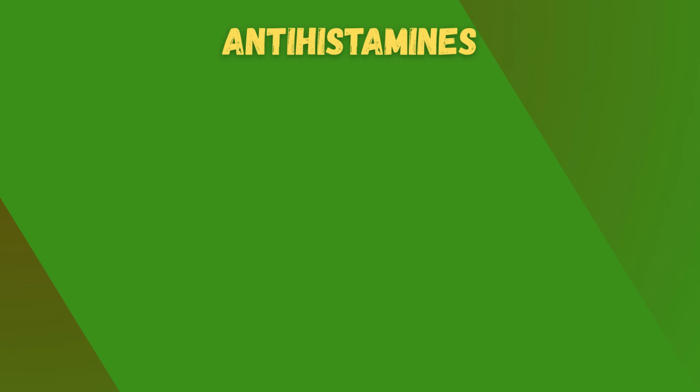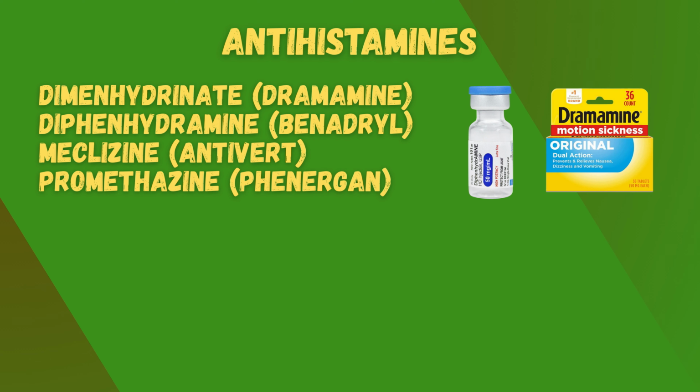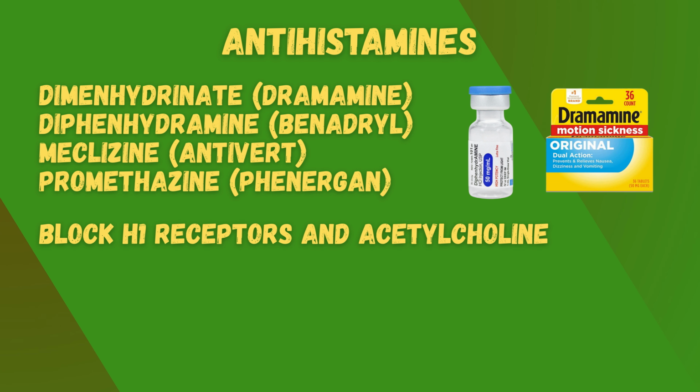The next class of drugs to review is the antihistamines. These drugs include Dramamine, Benadryl, Antivert, and Phenergan. Obviously, these drugs block histamine 1 receptors, and they are primarily used for nausea and vomiting associated with motion sickness and vertigo. Of note, all of these antihistamines also have some degree of anticholinergic effects. Anticholinergic drugs are actually the next class of antiemetics I will discuss. So antihistamines really have a dual mechanism by blocking both histamine and acetylcholine.